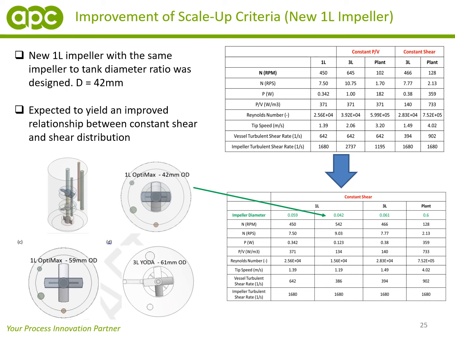numbers. And what's shown here are the scale up calculations for constant shear. So you can see again for the 1 litre that was at 450, in order to maintain constant shear with the 3 litre and plant scale vessels, this RPM had to be increased to 542 RPM. And as you can see here at the bottom, this gave constant impeller turbulent shear rates across the three vessels.